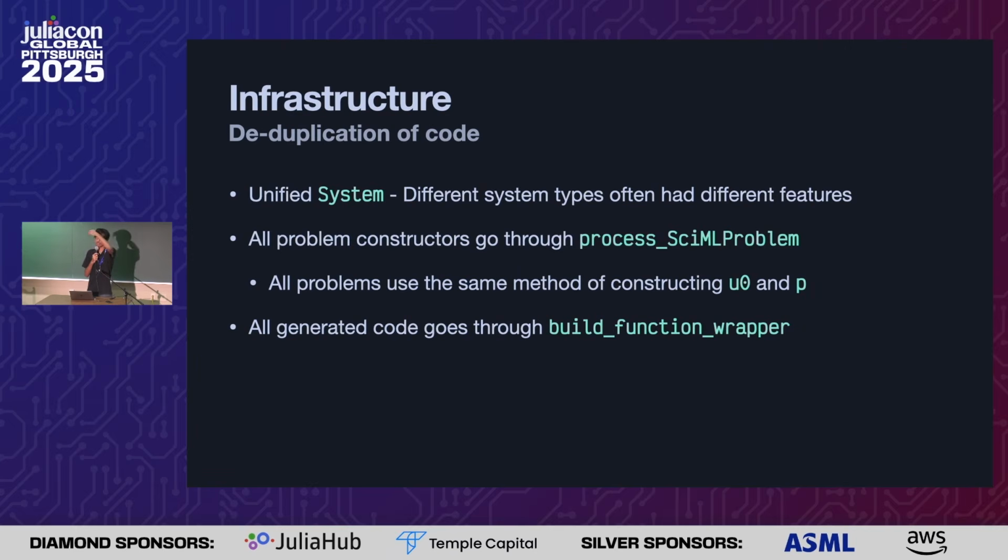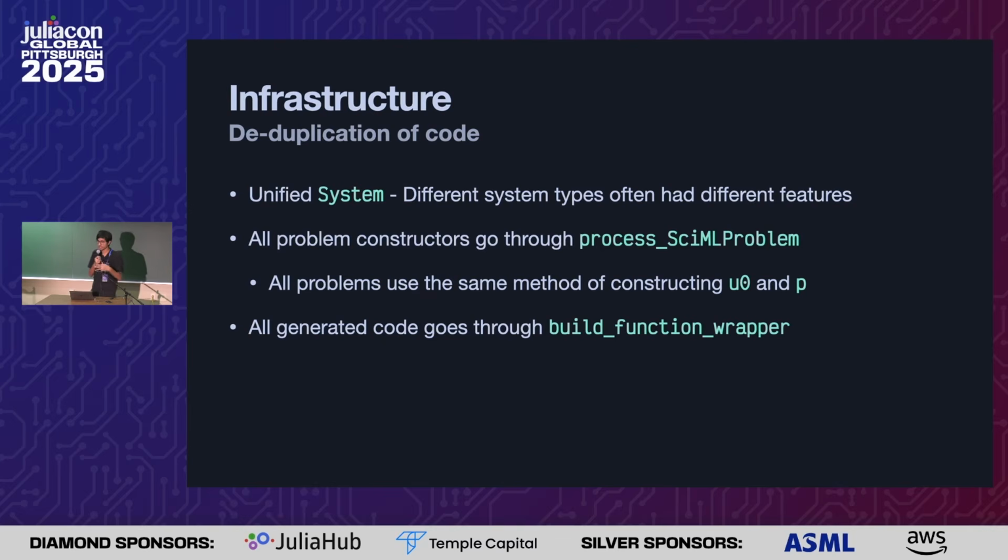But for example, we've reorganized our workflow so that anytime you construct a problem, whether it's an ODE problem or a nonlinear problem or a boundary value problem, we're going to go through that process_SciMLProblem function. And so it ensures that every time we construct a u0 and a parameter object, we're doing it the exact same way. And if we find a bug, we fix it for every single problem at once.